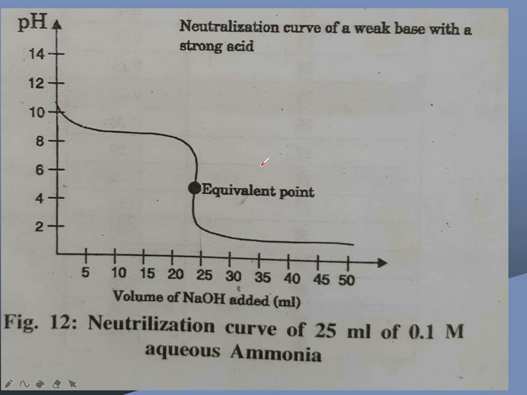And here is a graph of the weak base and strong acid titration. Initially it was a weak base, so the curve starts from the base part. Then by the addition of hydrochloric acid, the pH decreases and reaches an equivalence point here, and then again by the addition of hydrochloric acid, the pH decreases abruptly.